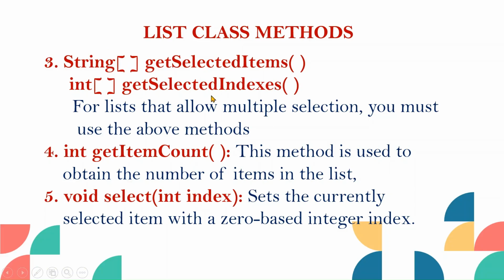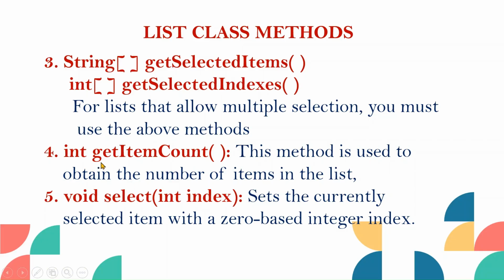Similarly, if you want to get the indexes of the selected items, you can apply this one and the index numbers are going to be stored. So for lists that allow multiple selection, you must use the above two methods. So these two methods are working for multiple selection.